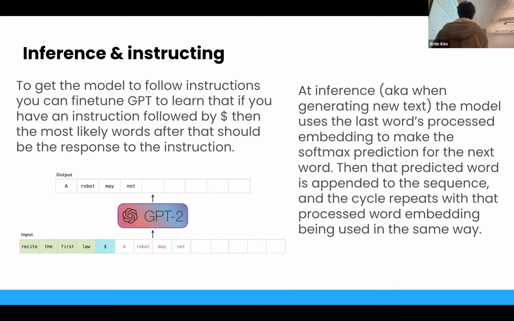The objective is just to predict the next word. Does that make sense? Okay. Any other questions?